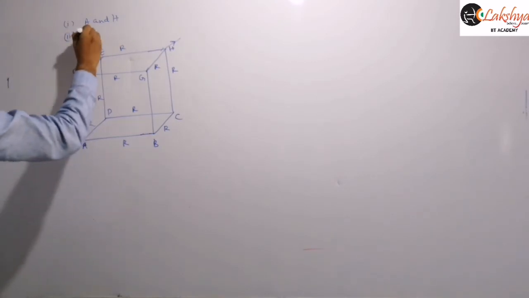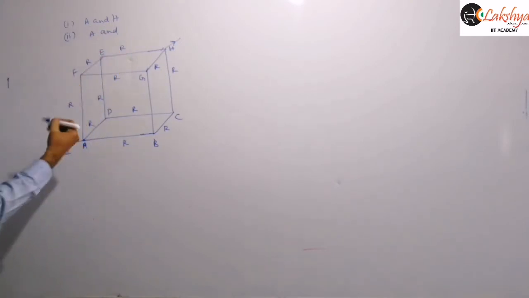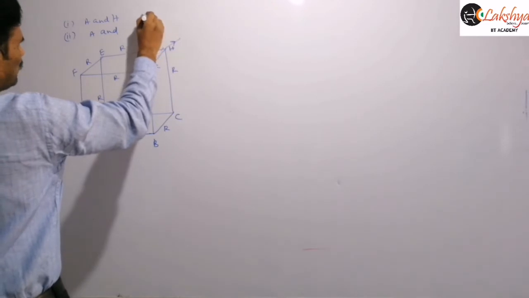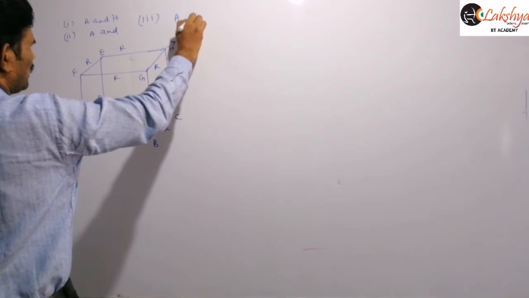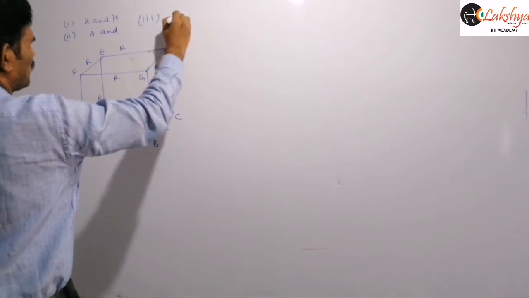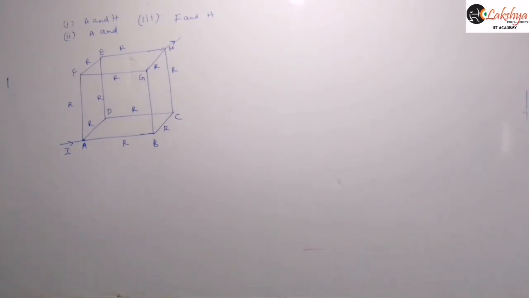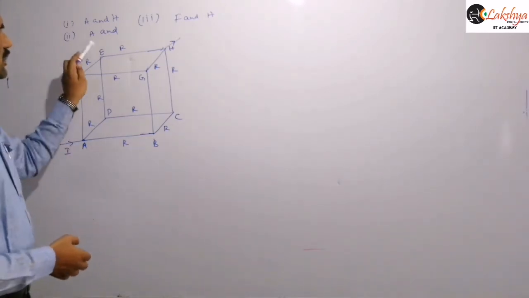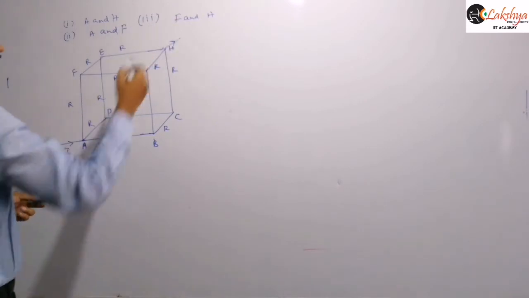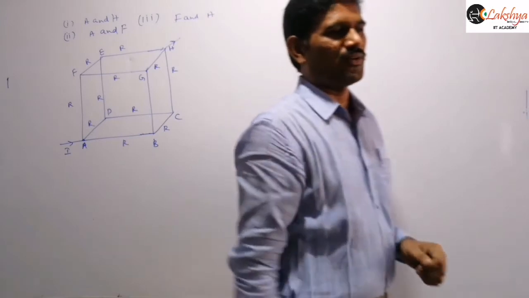Second one, take A and F, adjacent corners, and the third one, let us take F and H, meaning face diagonal. Now the first one is the body diagonal, A and H, meaning we are finding the resistance across the body diagonal. The second one is adjacent corners, A and F. And the third one is F and H, that is the face diagonal. For across any face diagonal we are finding the resistance.